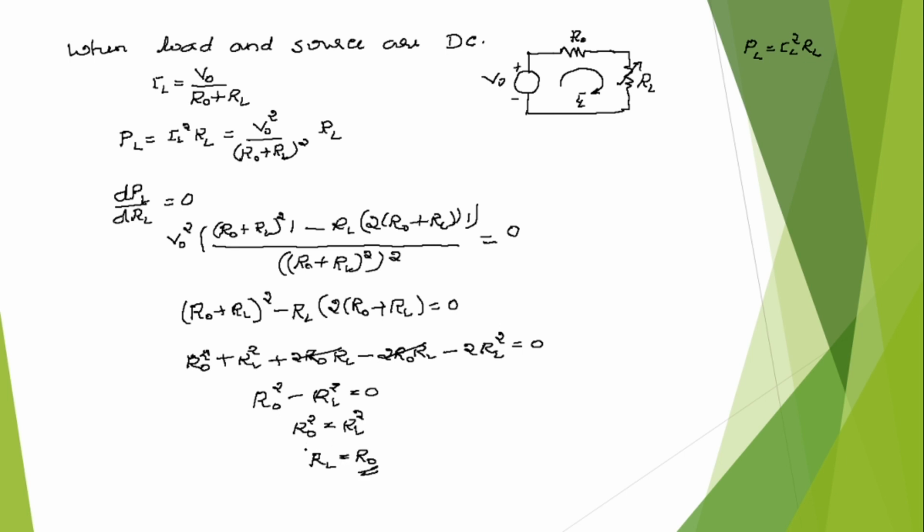What is RL? Load resistance. What is R0? Source resistance. So maximum power is consumed by the load, or maximum power is transferred to the load, when load resistance is equal to source resistance. So what is the maximum power? P max.